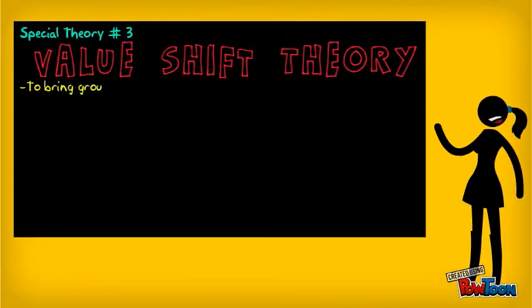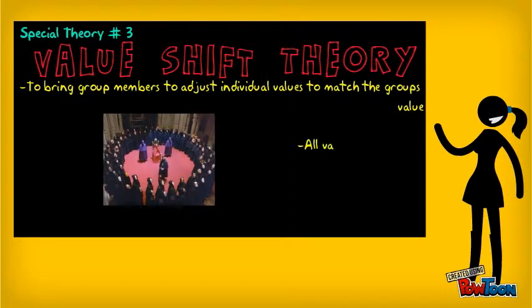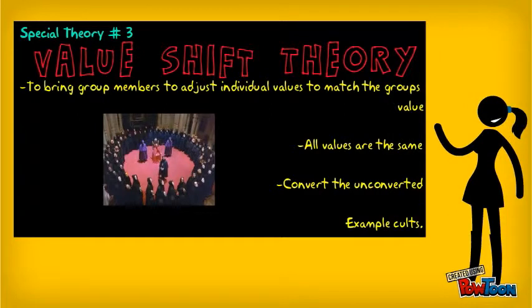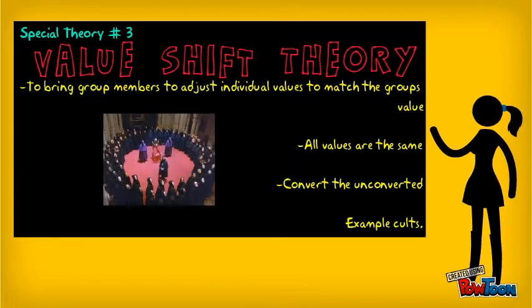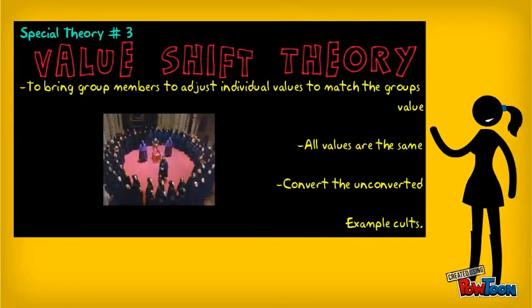The third special theory is the value shift theory, and it is used to bring group members to adjust individual values to match the group value. This means that all values have to be the same. So it is used to convert the unconverted. An example of this would be used in cults.